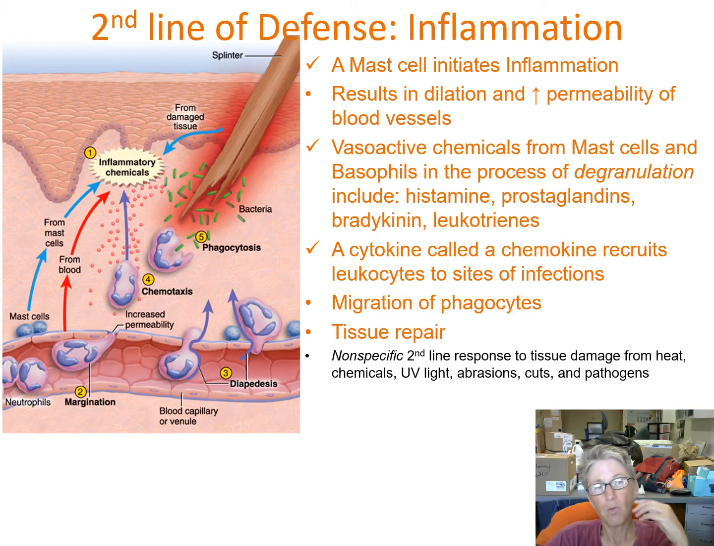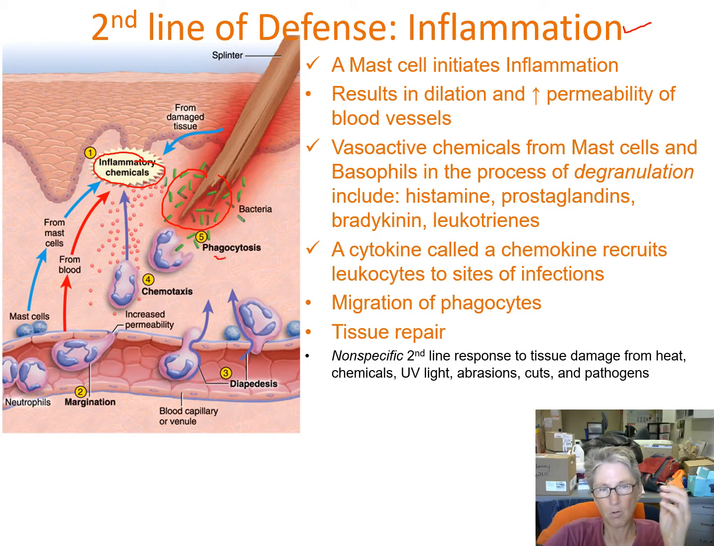Okay, so that was the second line of defense, complement proteins. Now this is more on the second line of defense, inflammation. So we've gone over this cartoon previously. You have the splinter go in, these green things are bacteria. Damaged tissue releases inflammatory chemicals, and then neutrophils come to the area where the bacteria are and do phagocytosis.